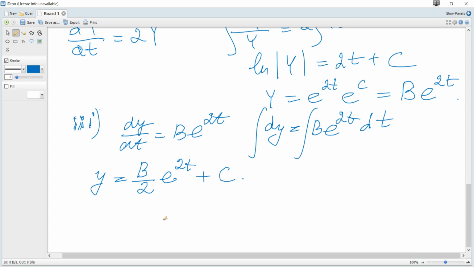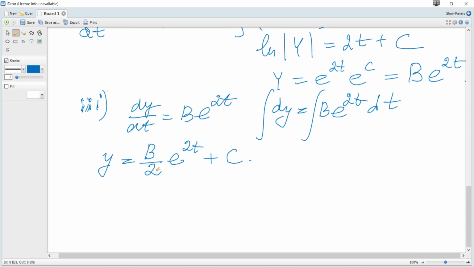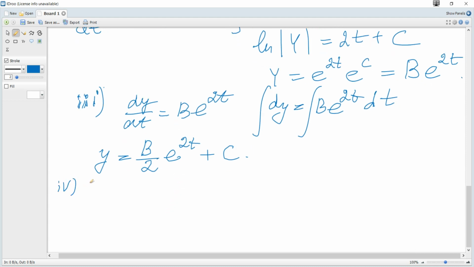Yes, it's correct. Next, hence shows that x is negative b over 2 e to the power of 2t plus some constant, 3 marks.